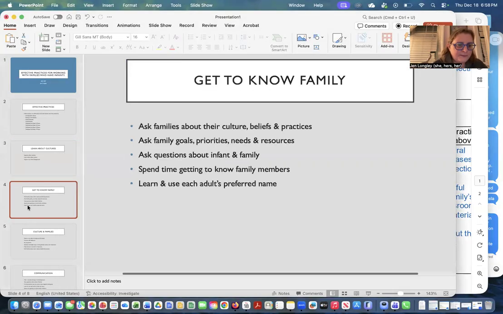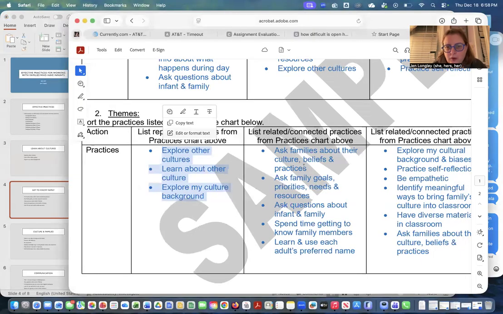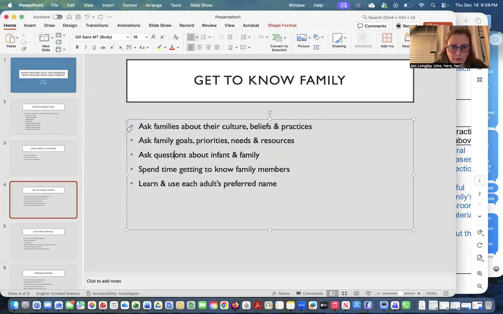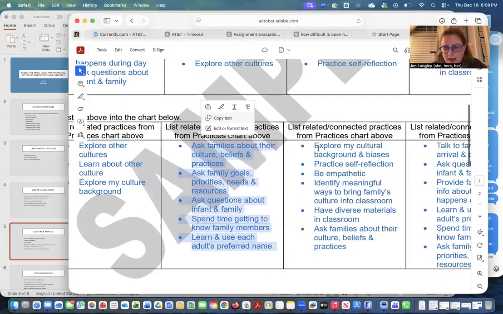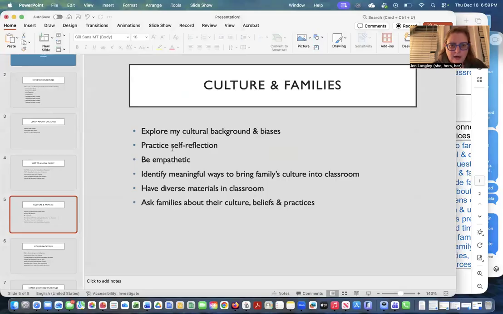Here I have get to know families. And then I have these practices. Where are those from? Right here. I copied them from here. Okay. Copy text or however you have it, whatever way you've saved it, copy it, put it on here. Okay. You're going to do the same thing for the next one, culture and families. Okay. Copy these practices. Okay. And put them here, culture and families.